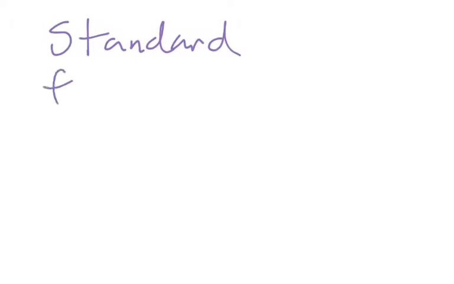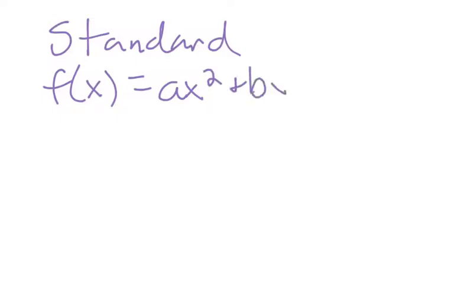So let's look at, just as a refresher, what standard form is. Standard form was f of x equals ax squared plus bx plus c. And remember, f of x is really the same thing as us saying that we have y. And then what is vertex form?